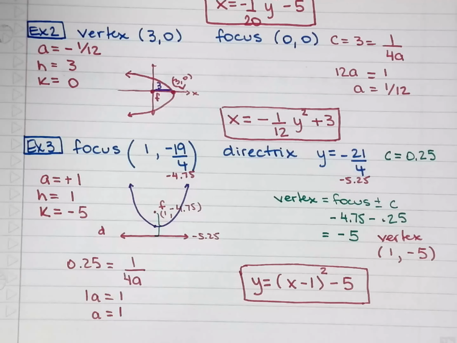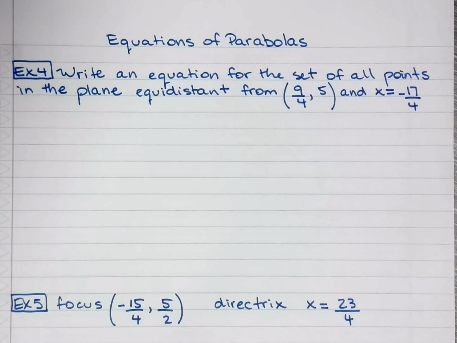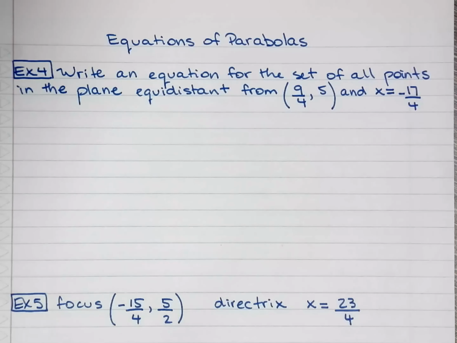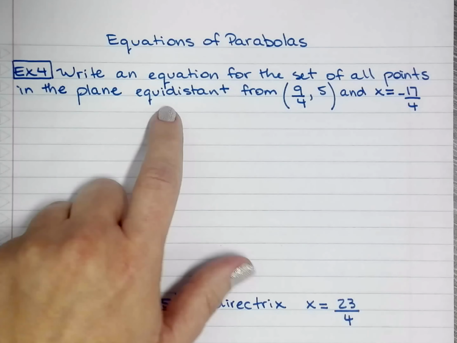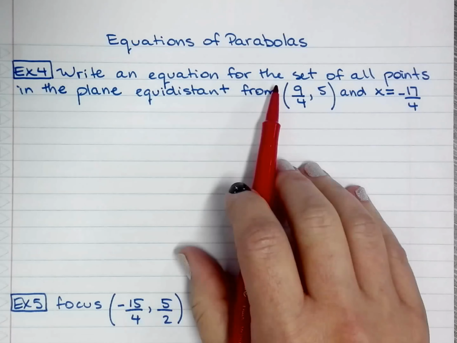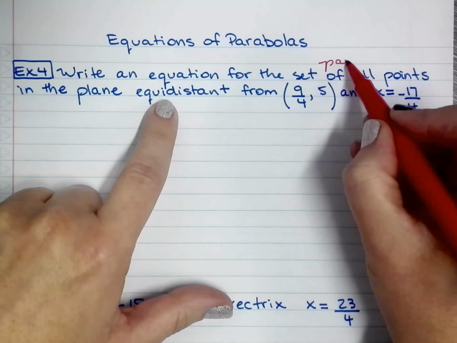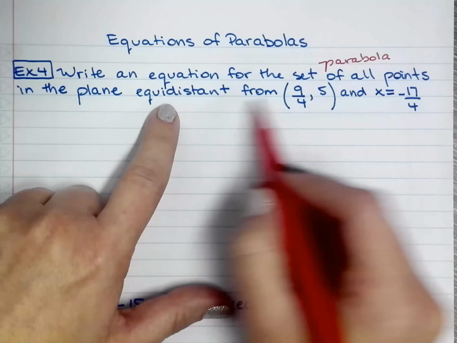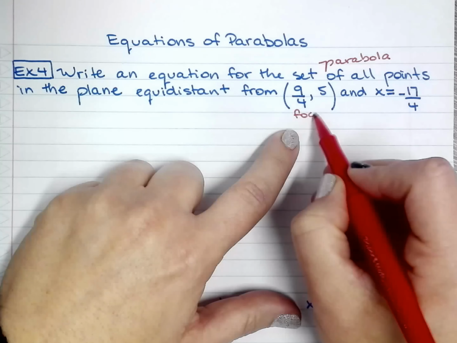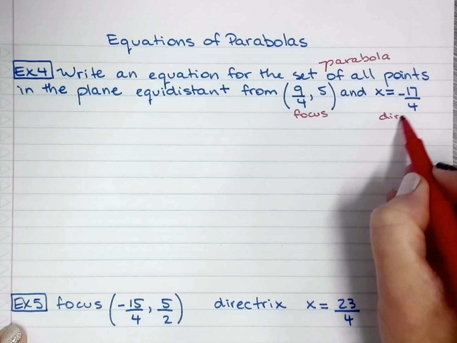Now, I want to do one more because it gives you some weird wording, but it's actually asking the same thing. It's just using the definition of a parabola. So it's asking you to write an equation for the set of all points in the plane equidistant from this and that. What does that mean? Well, write the equation of a parabola from this point, which is the focus, and the x equals blah, and this is the directrix.